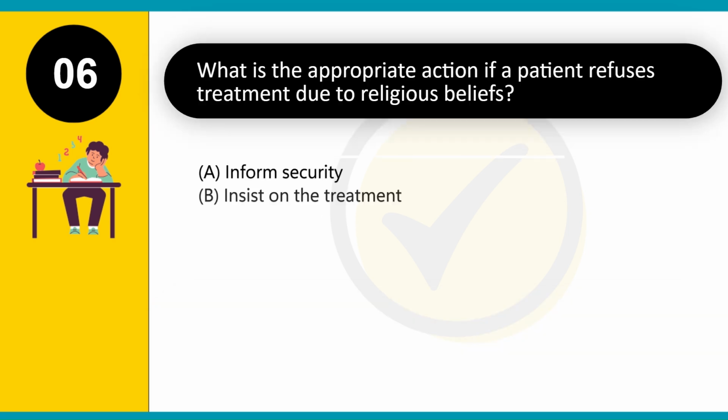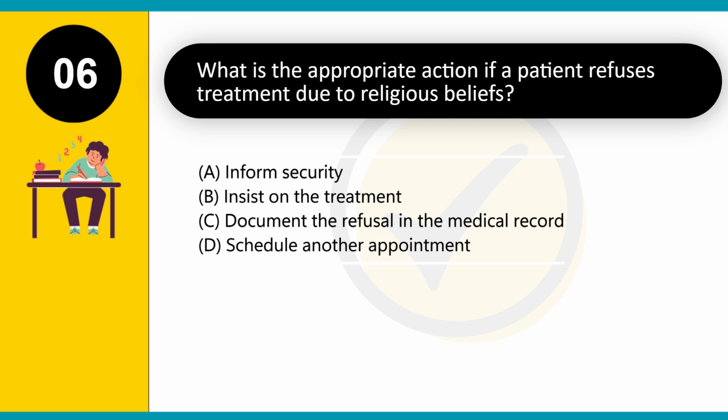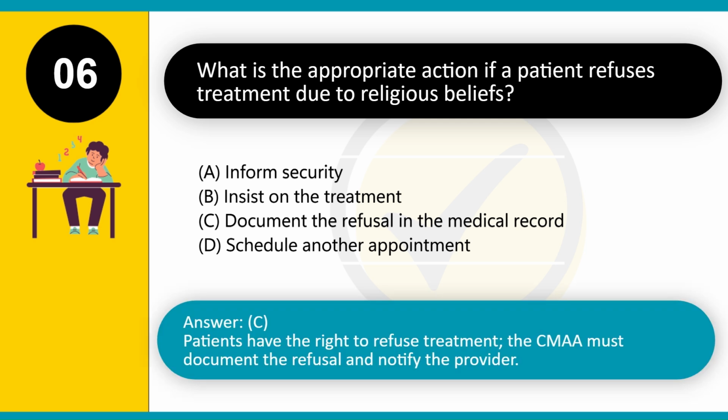What is the appropriate action if a patient refuses treatment due to religious beliefs? A. Inform security. B. Insist on the treatment. C. Document the refusal in the medical record. D. Schedule another appointment. Answer, C. Patients have the right to refuse treatment. The CMAA must document the refusal and notify the provider.